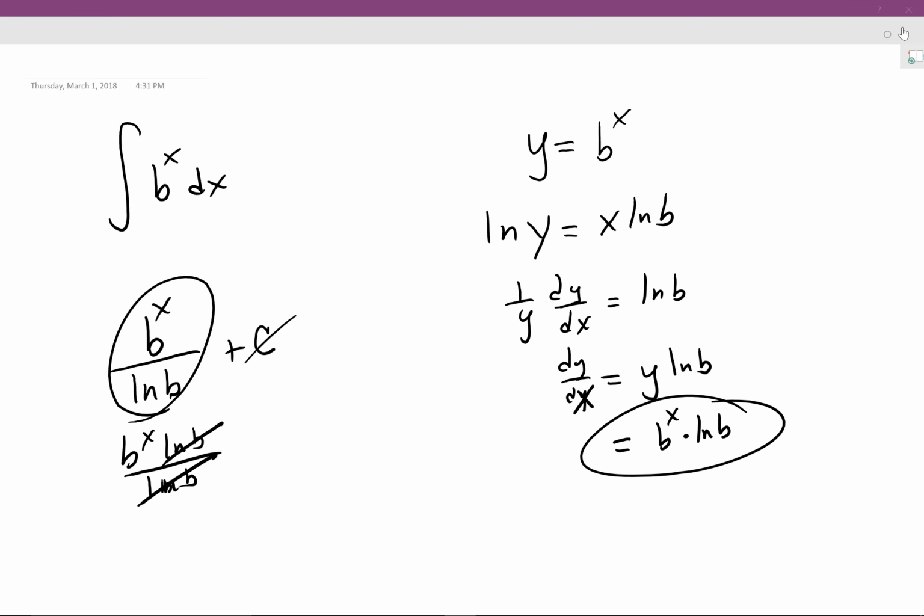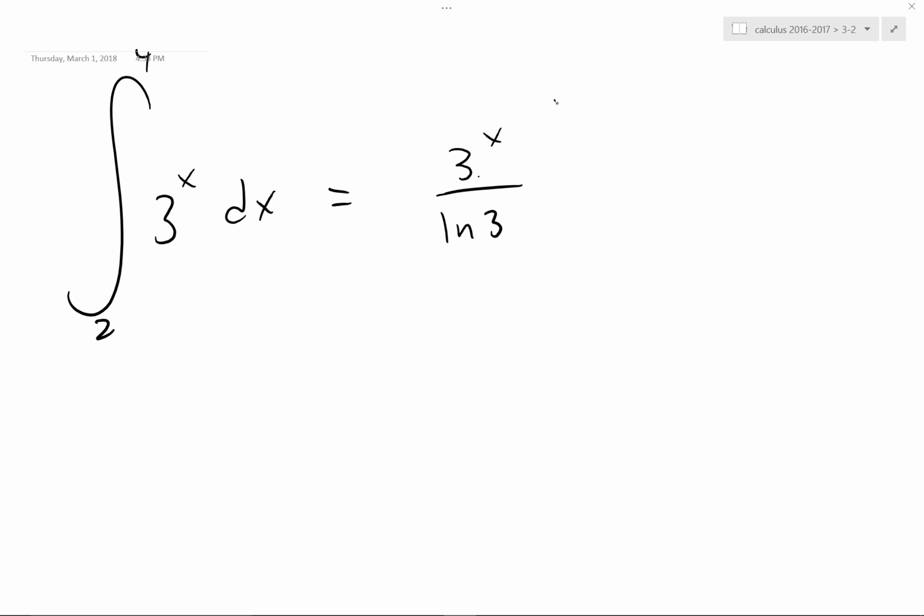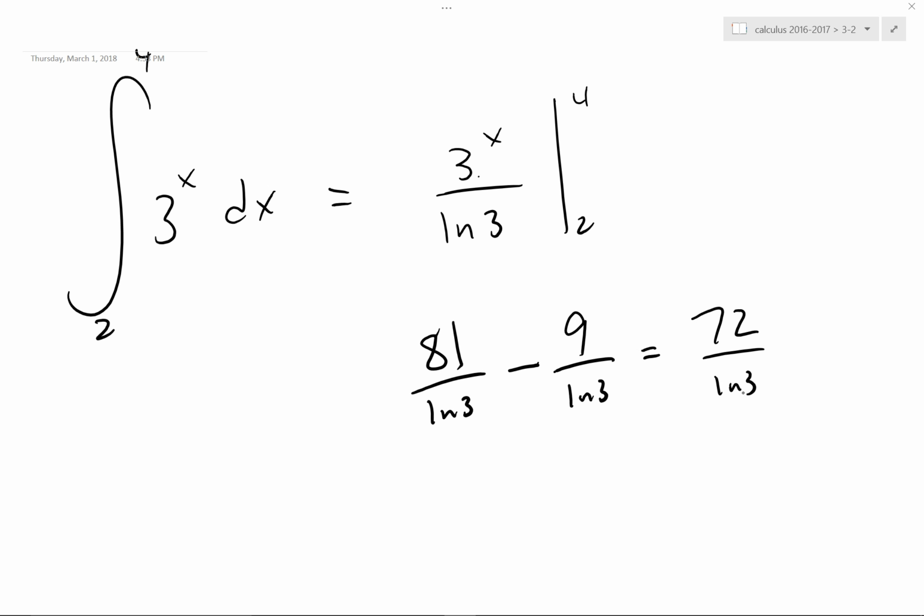So the question would be something like this on the homework. Let's take the integral of 3 to the x from 2 to 4. Okay, cool. So the answer is going to be 3 to the x over the ln of 3 from 2 to 4, yes? So that's going to be 81 over the ln of 3 minus 9 over the ln of 3, which of course is 72 over the ln of 3, which I still don't know what that is.